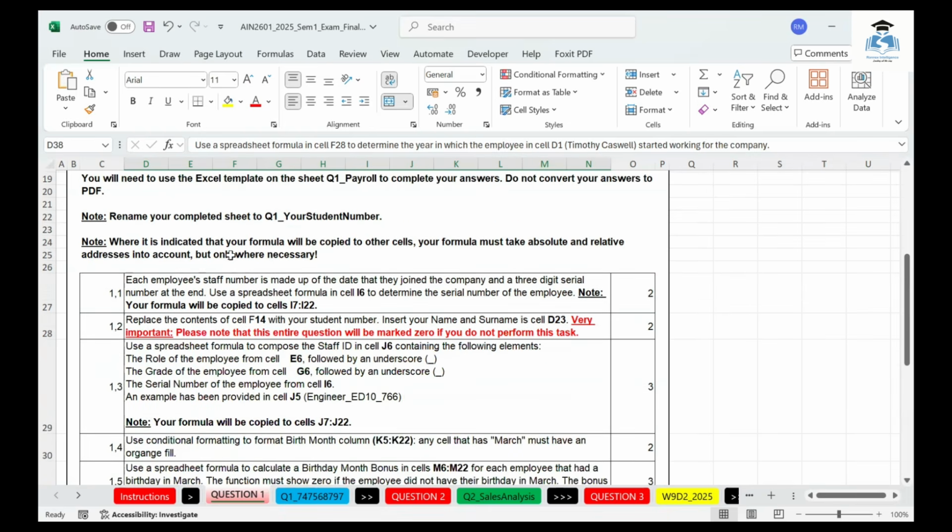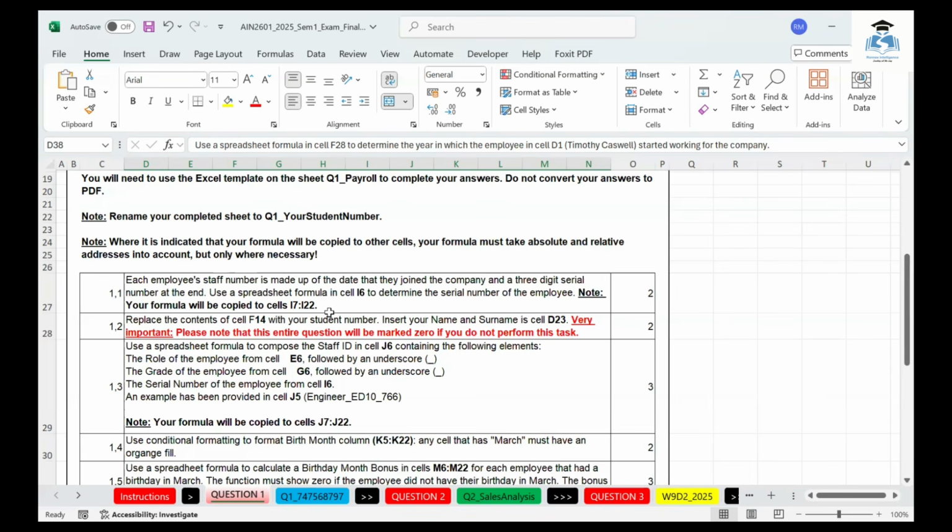And take note where it is indicated that your formula will be copied to other cells. Your formula must take absolute and relative addresses into account, but only where necessary. That's it. So now, each employee's staff number is made up of the date that they joined the company and a 3-digit serial number at the end.